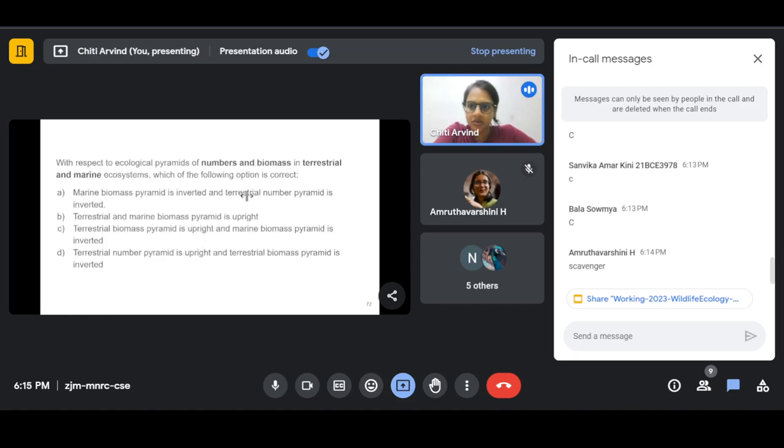So, with respect to ecological pyramids of numbers and biomass in terrestrial and marine ecosystems, which of the following options is correct? The marine biomass pyramid is inverted and the terrestrial number pyramid is inverted. Terrestrial and marine biomass pyramid is upright. Terrestrial biomass pyramid is upright and marine biomass pyramid is inverted. Terrestrial number pyramid is upright and terrestrial biomass pyramid is inverted. Which is the correct answer? Think about it a little bit.